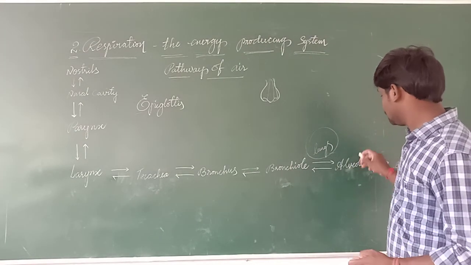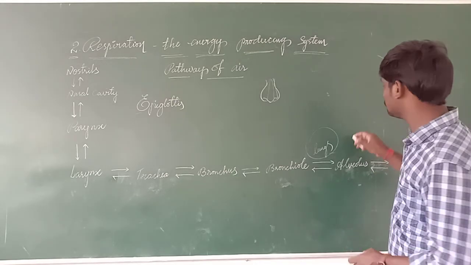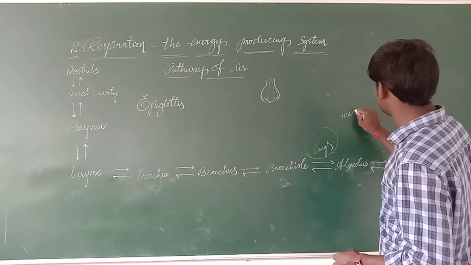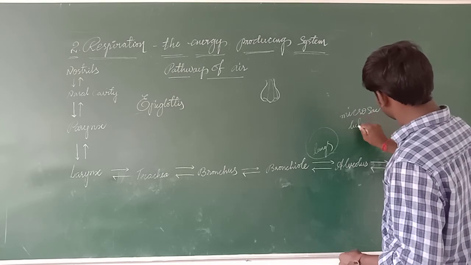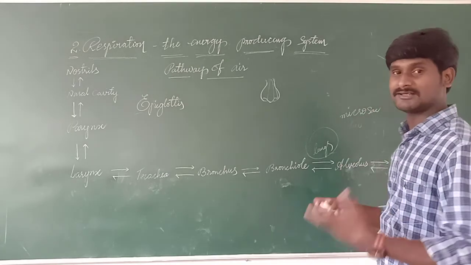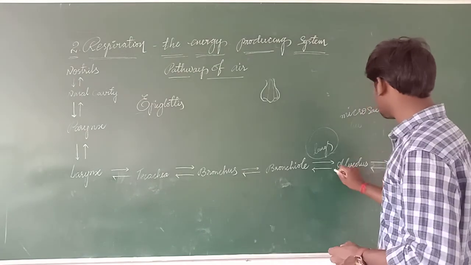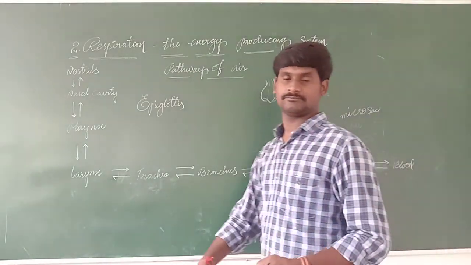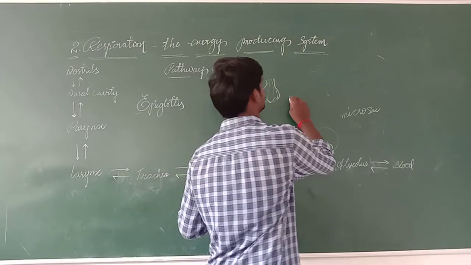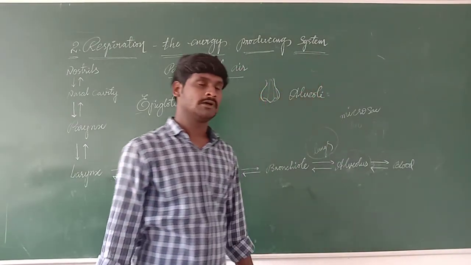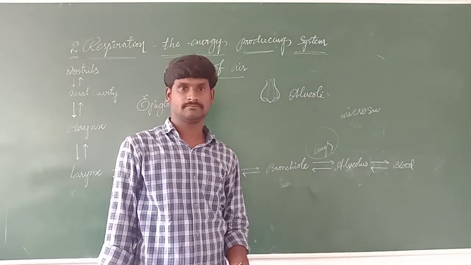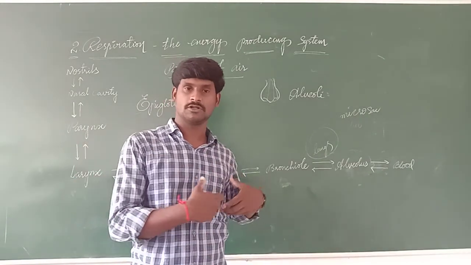Okay? So, in that lung, I told you about micro sacs. Millions of micro sacs are present. Those are called alveoli. It's a plural word. A single one is called an alveolus. Okay. The air next will go into the lungs.